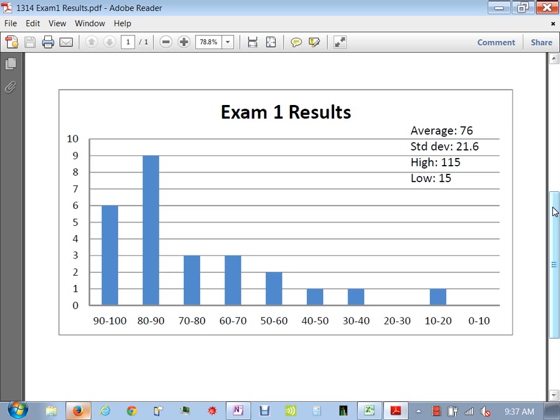It's math. So, anybody know what the standard deviation is? Anyone going to take stats or have had some stats in the past? Standard deviation, that's STD DEV, that's actually a little more telling than the averages. Standard deviation tells you how far apart the grades were.